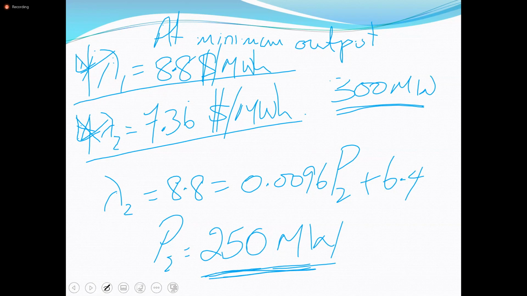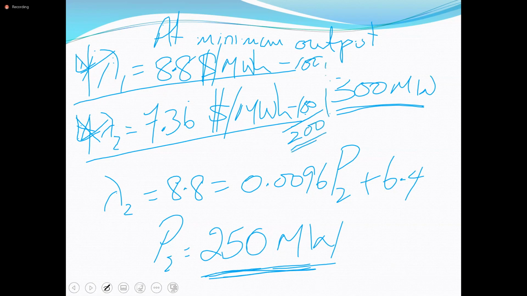300. No. From the units, what was the minimum output? Oh, 100, sir. So if the minimum output from each unit was 100, how much are we supplying to the system? From both? So 200, sir. 200. 100 plus 100. So we are supplying 200 from the plant.